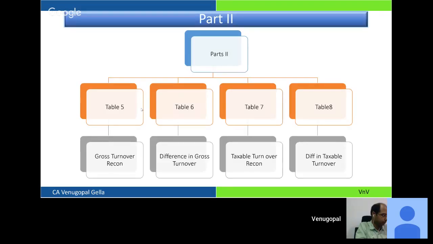So the turnover is divided into 4 tables. Table 5 is about the gross turnover. Table 6 is the reconciliation with the gross turnover. Table 7 is the reduction of exemptions from gross turnover. And table 8 is the difference, if any, in the taxable turnover.